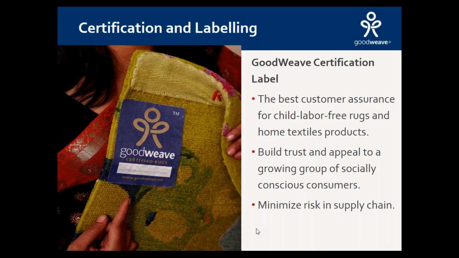This label really helps make consumers increasingly aware of the need for ethically produced products. And it has for several years helped us build trust and appeal to a growing group of socially responsible consumers. And what the GoodWeave label really is, is a result of a process aimed at minimizing child labor risk in supply chains, and something that our partners in the carpet and home textiles sectors really have close to their heart.